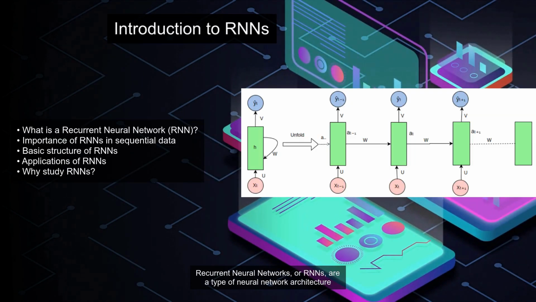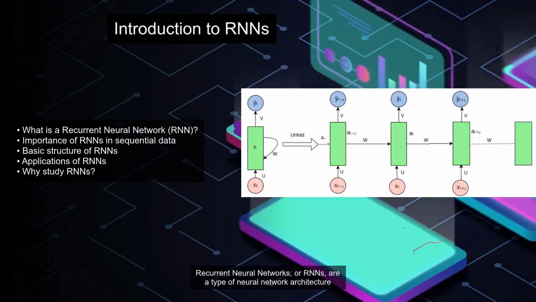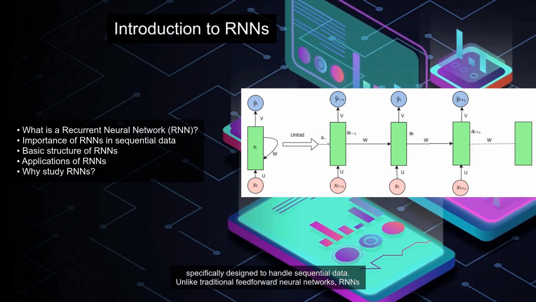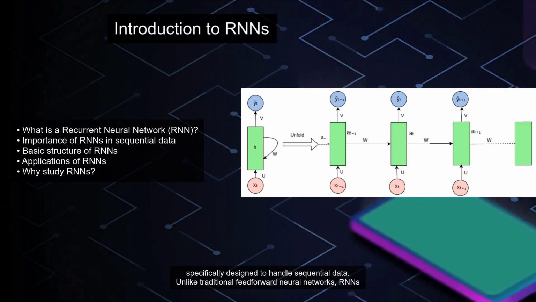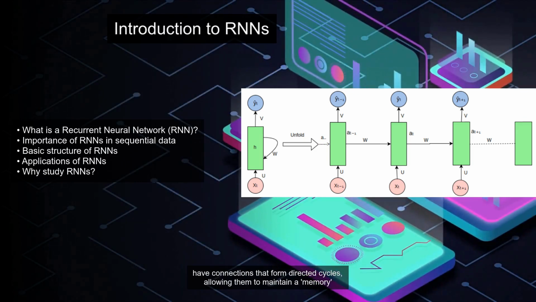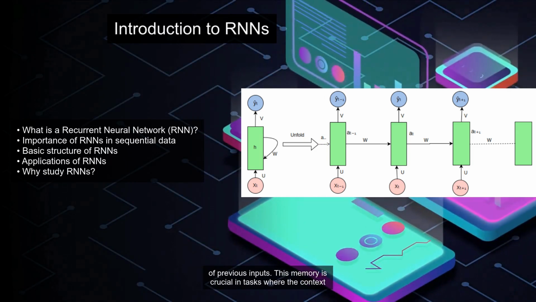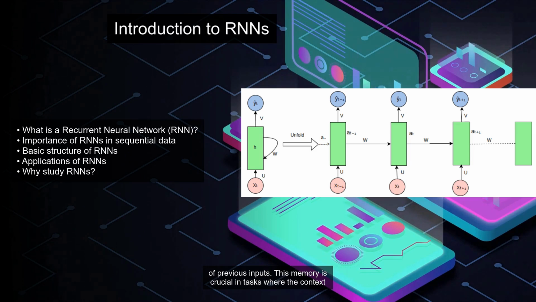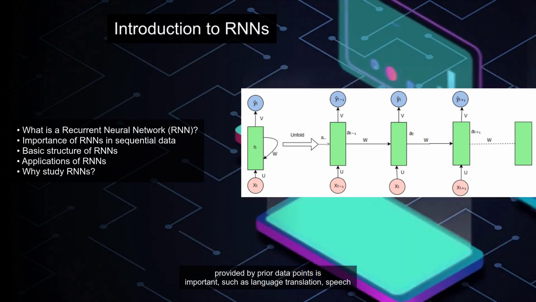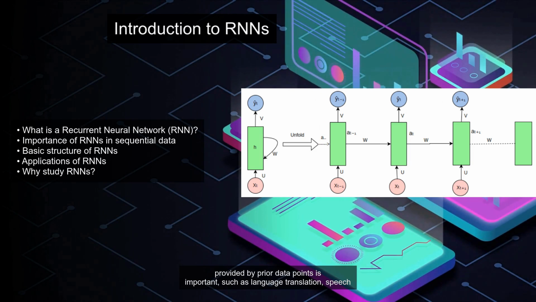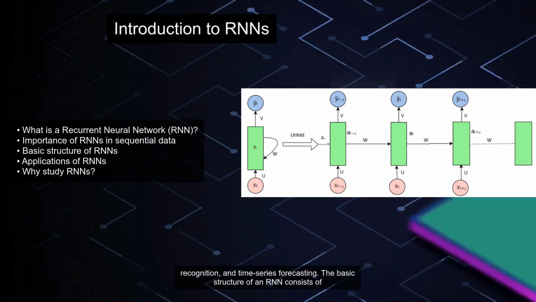Recurrent neural networks, or RNNs, are a type of neural network architecture specifically designed to handle sequential data. Unlike traditional feed-forward neural networks, RNNs have connections that form directed cycles, allowing them to maintain a memory of previous inputs. This memory is crucial in tasks where the context provided by prior data points is important, such as language translation, speech recognition, and time series forecasting.